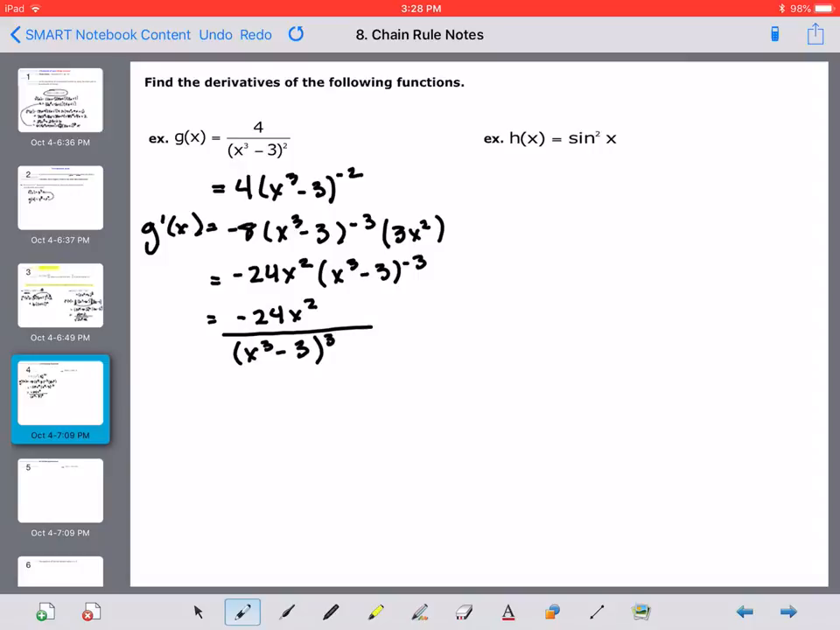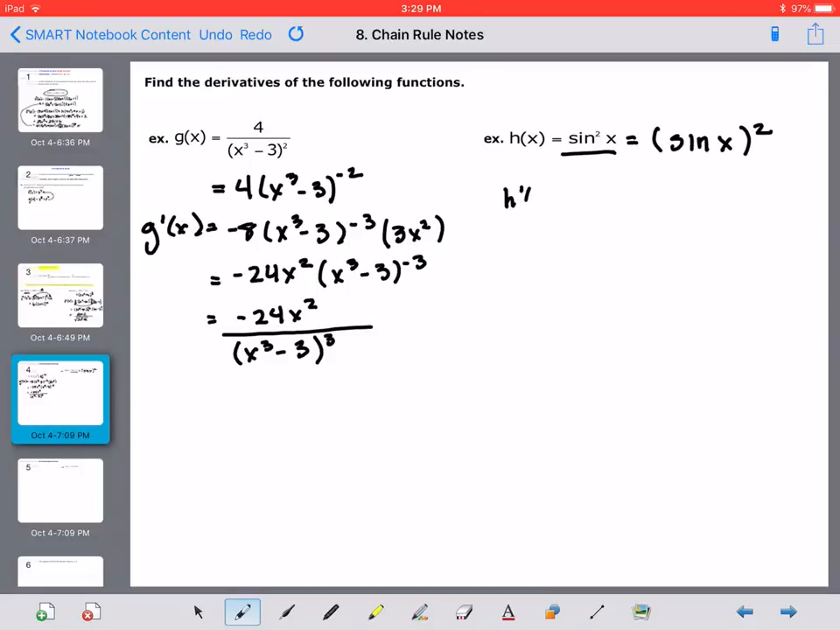Now, with sine squared x, we know another way to write sine squared x is to use parentheses. Okay, we talked about this for the last 2 days. That's another way to write it. So in this case, to take the derivative of something like this, it's beneficial to write it the other way, because now we see the layers. What we're doing is we're taking the derivative layer by layer.